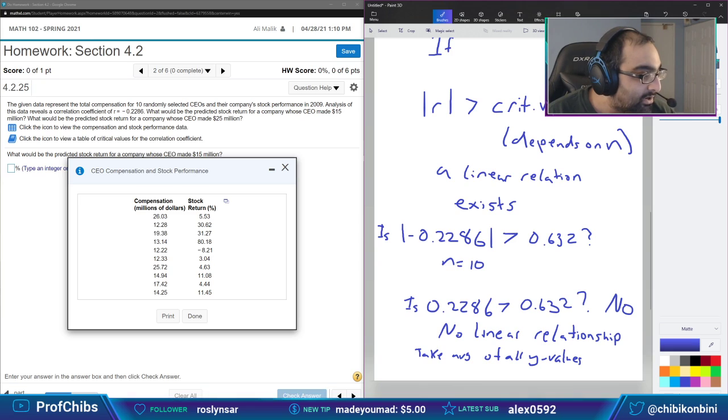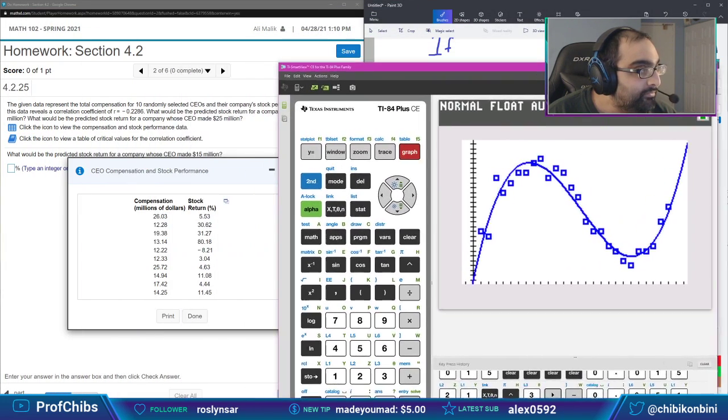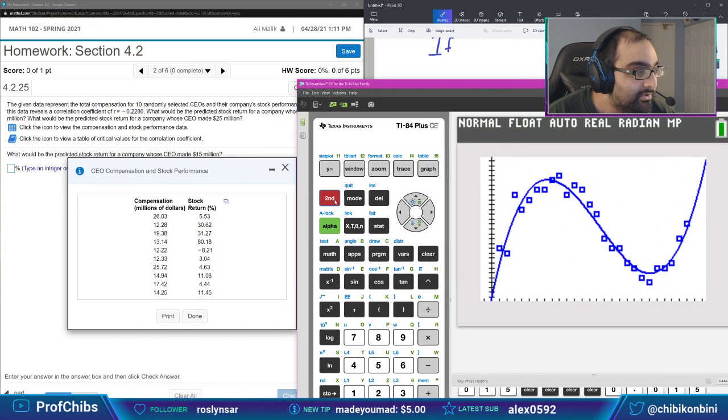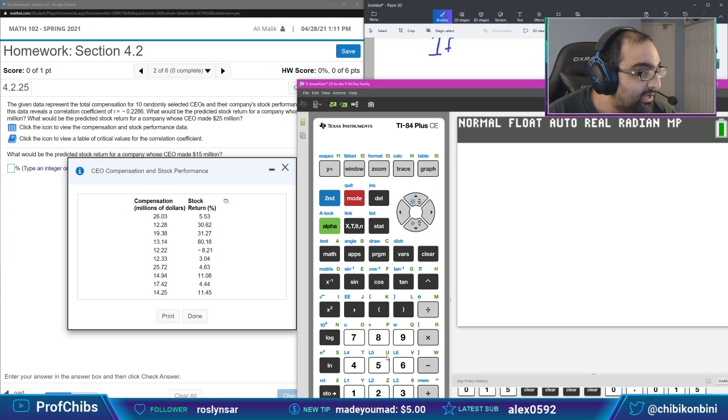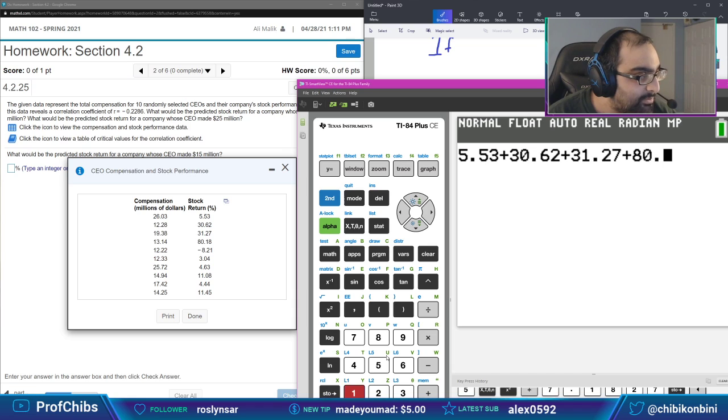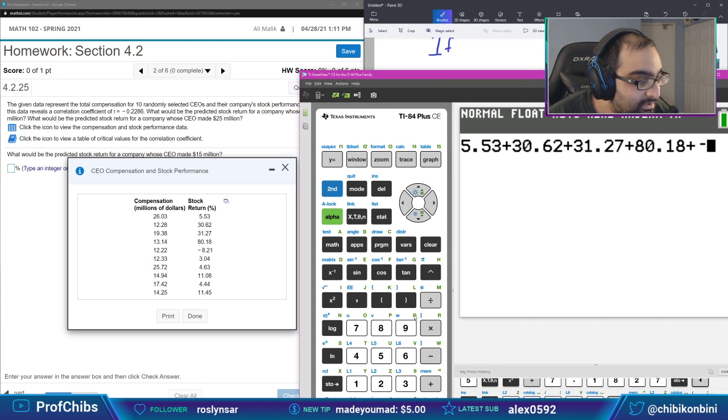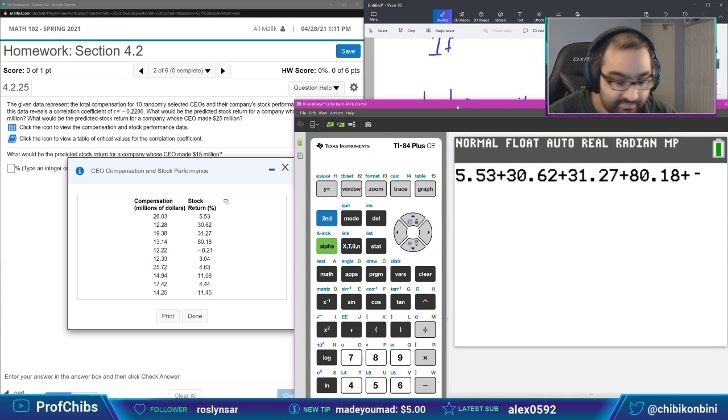All they did was this, and no joke, this is all they did. They took this and said, okay, let's enter all these numbers. So 5.53 plus 30.62 plus 31.27 plus 80.18 plus, and then a negative here. Negative 8.21. Don't forget to use that negative key.